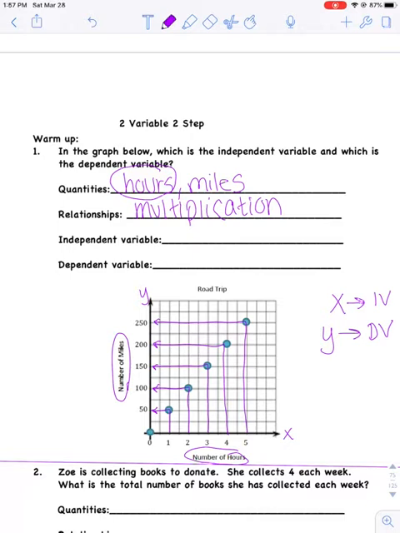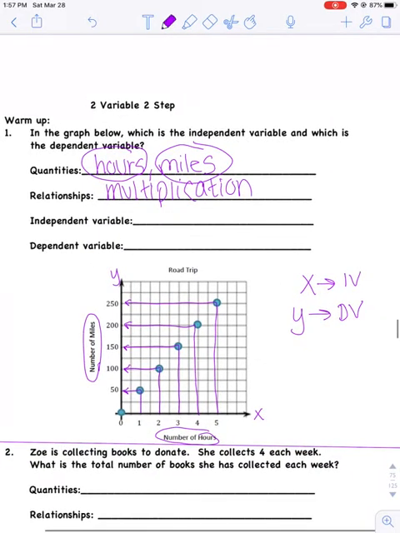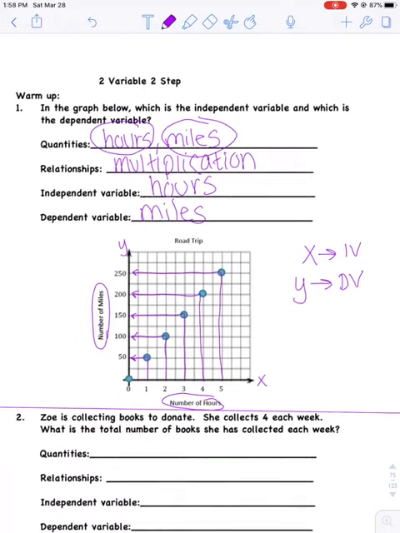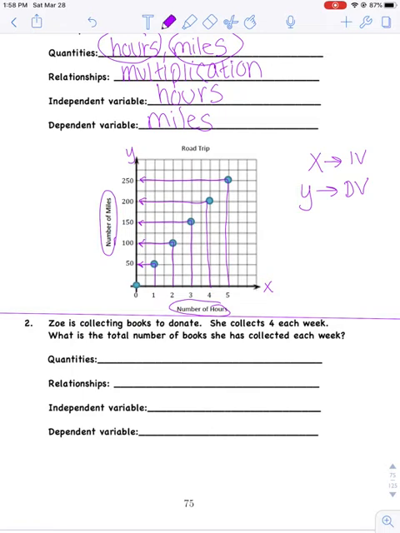Now for independent variable and dependent variable, one of these quantities has to be independent, one of these quantities has to be dependent. Use the x and y clues and see if you could figure out which is which. The independent variable is going to be the one on the x-axis, so that's hours. The dependent variable is going to be the one on the y-axis. So that's miles. And that's all they've asked us to do on that problem. Let's take a look at the next problem.